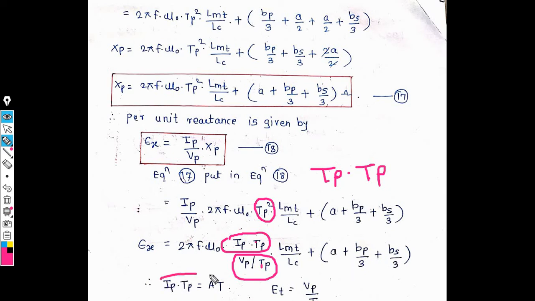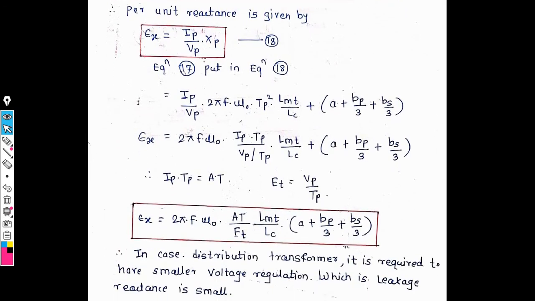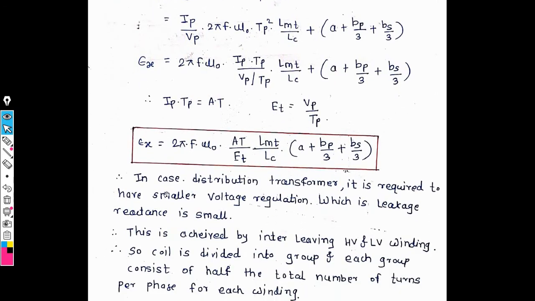Then Ip into Tp is the ampere turns. Put Ip into Tp as ampere turns, and Vp upon Ip as 80, that is voltage per turn. So epsilon x is equal to 2 pi into f into mu 0 into ampere turns upon 80, into LMT upon LC into A plus Bp upon 3 plus Bs upon 3. Now this is the expression for per unit reactance.